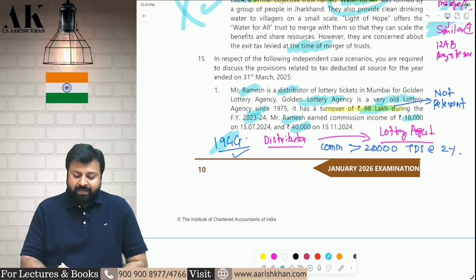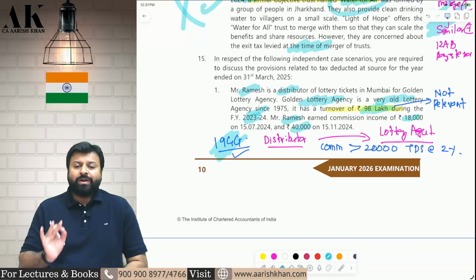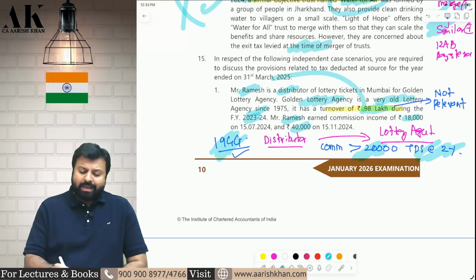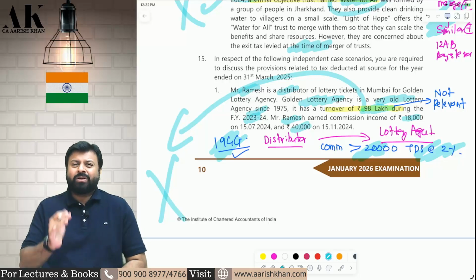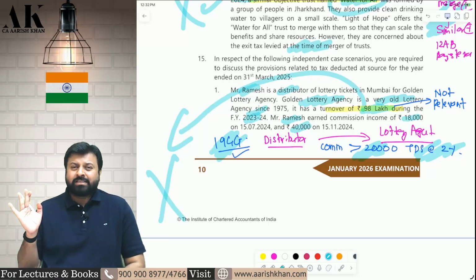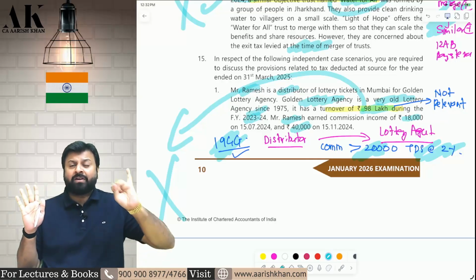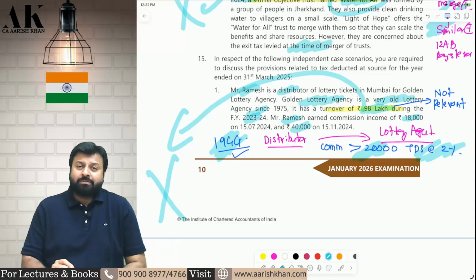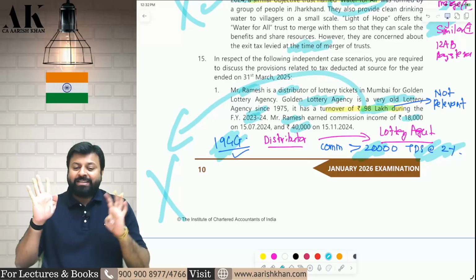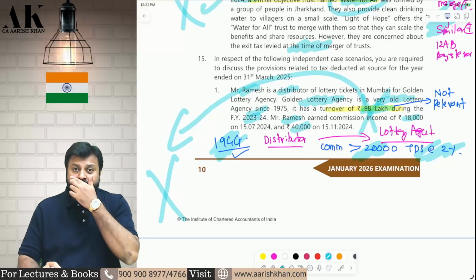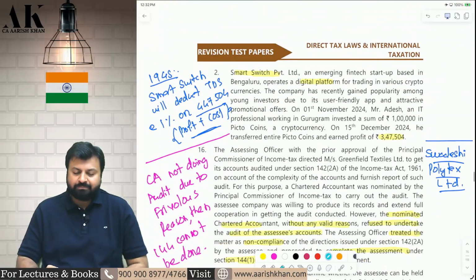The answer is yes. Under 194G, Golden Lottery Agency, which is a distributor, will deduct TDS on the lottery agent. What is the threshold? The threshold is 20,000 rupees. The annual payment should exceed 20,000 rupees, then they should deduct TDS at the rate of 2%. Sir, the last year turnover is less than 1 crore, not relevant. Whether last year turnover is less than 1 crore or more than 1 crore, those things are relevant for individual HUF under 194A, 194C, 194H, 194I, 194J, 194R, 194S, 206C(1) and 206C(1F). That is relevant in these 9 sections. That is not relevant in 194G. In 194G, they have just given it to confuse us. In 194G, you are not supposed to see the last year turnover. I hope it is clear to all of you.